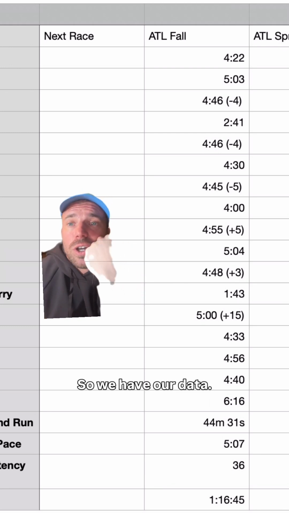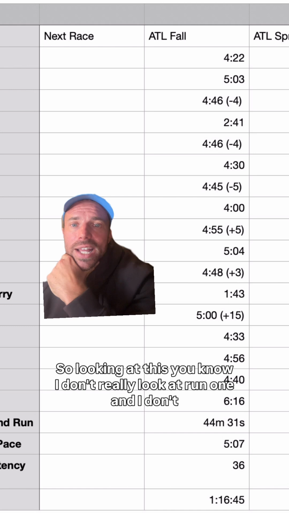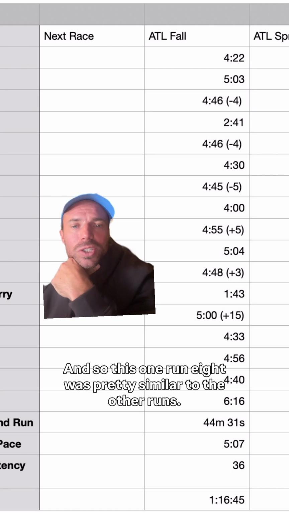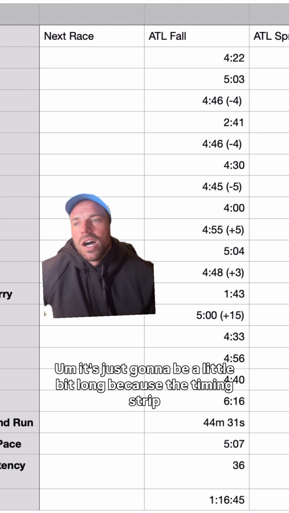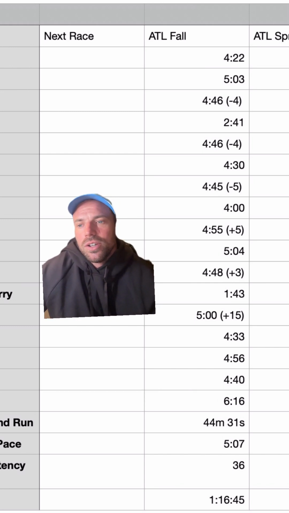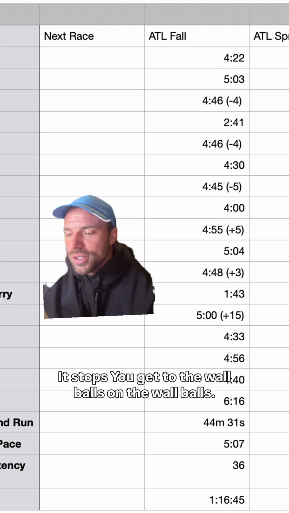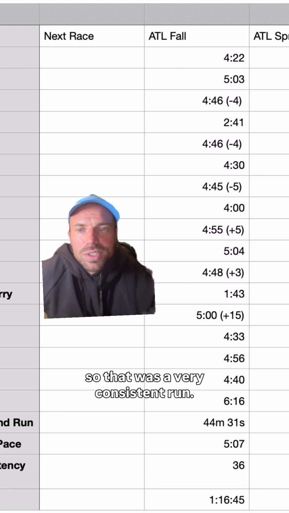So then I move on. So we have our data in a way that we can actually do something with it. So looking at this, I don't really look at run 1, and I don't really look at run 8 unless I was like at the venue and saw. And so this one, run 8, was pretty similar to the other runs. You came in at the same spot. It's just going to be a little bit long because the timing strip doesn't stop when you go into the rock zone. It stops when you get to the wall balls, on the wall balls. So it's consistent from venue to venue like that. So that was a very consistent run.